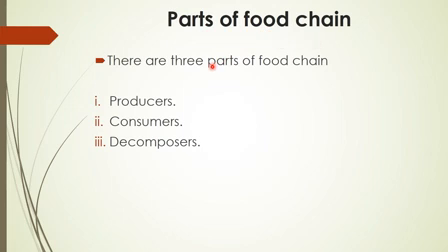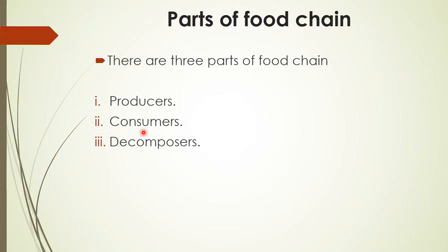Then we have the parts of the food chain. We have divided the food chain into three parts. The first is the producers, the second is the consumers, and the third is the decomposers. We have already discussed all this, so I will just briefly recall these things, and then we will move to today's topic. Producers are the ones which can produce their own food, like green plants. They can produce their own food, so that is why they are called producers.